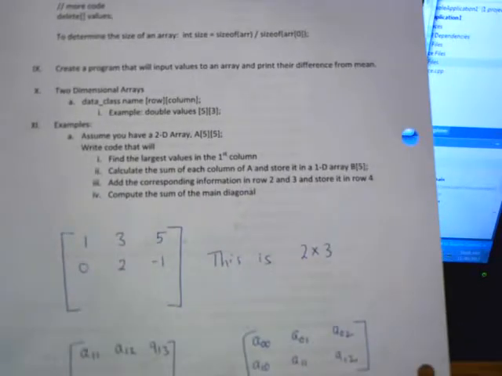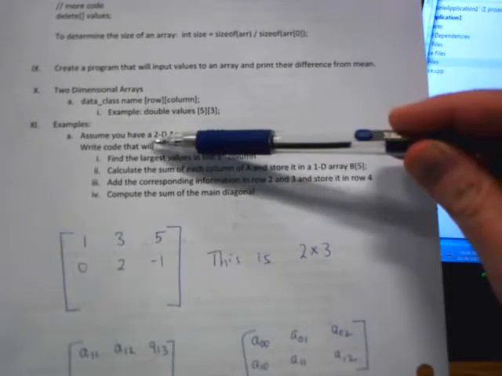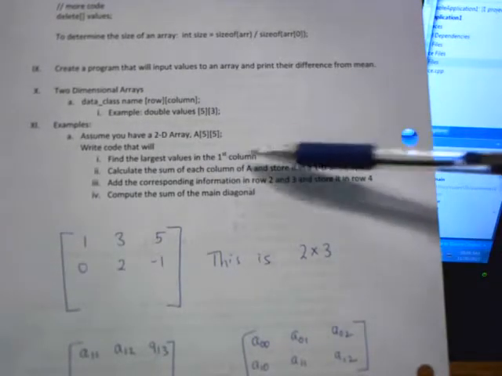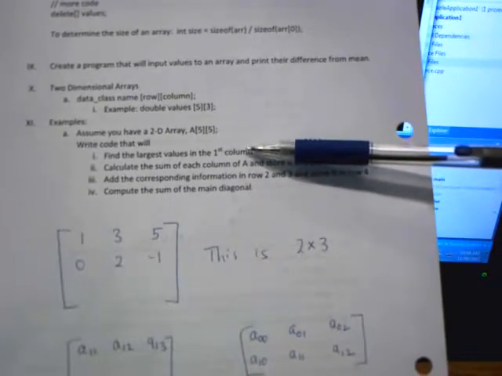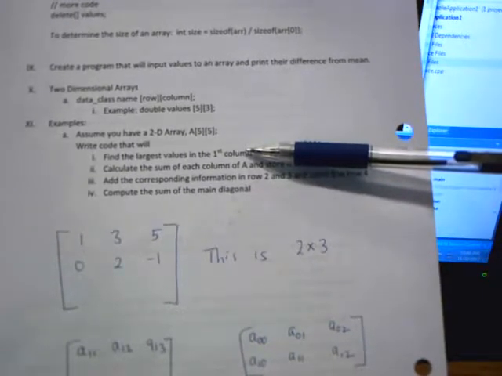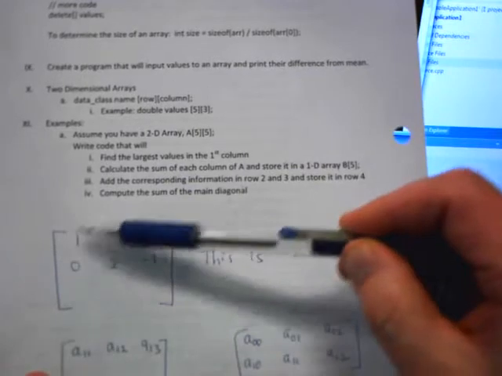All right, so assume you have a two-dimensional array. Write code that will find the largest value in the first column. So the first column would be up and down. It's 5 by 5 though. So how would you find the largest value in the first column?